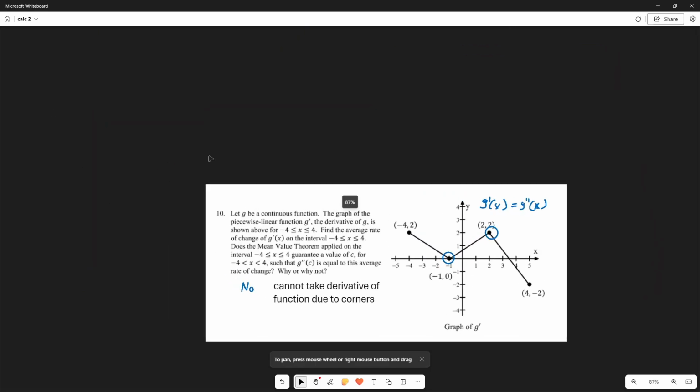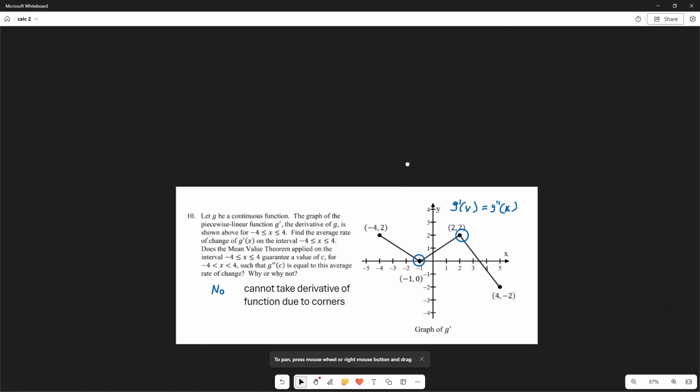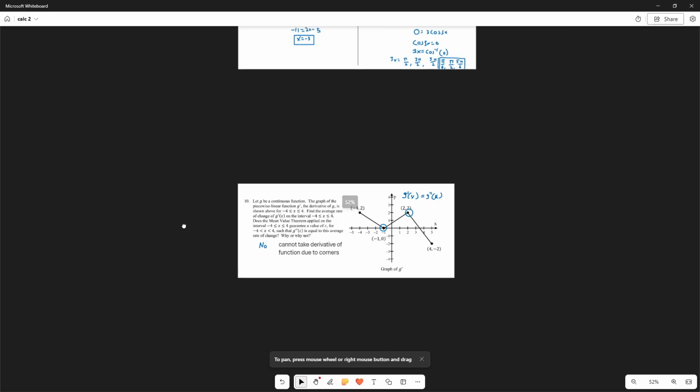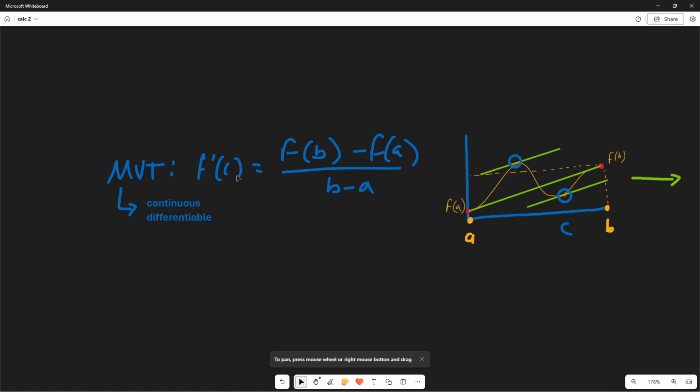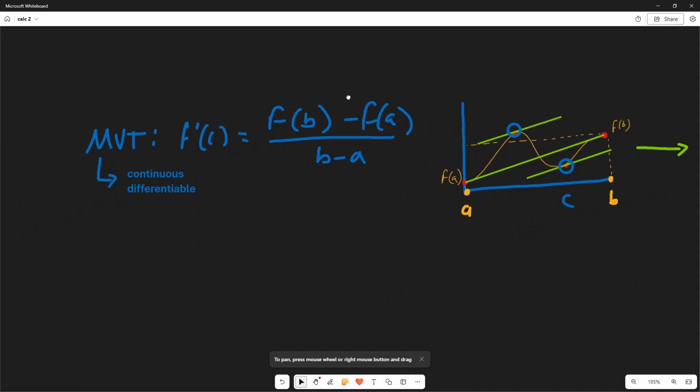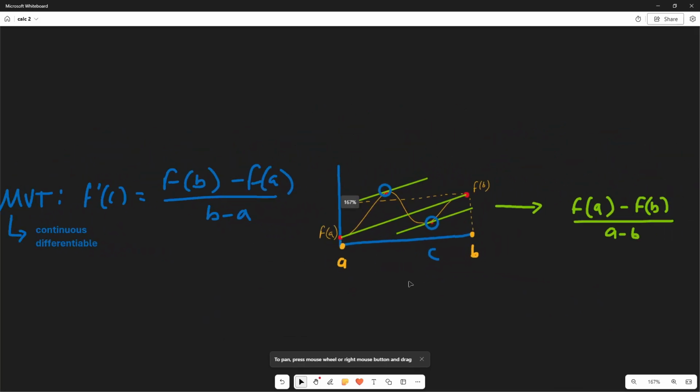So 5.1 is just mean value theorem, and then if you forgot what it was, again, it's just where the derivative of the function at some value equals the average rate of change, and that's really it.